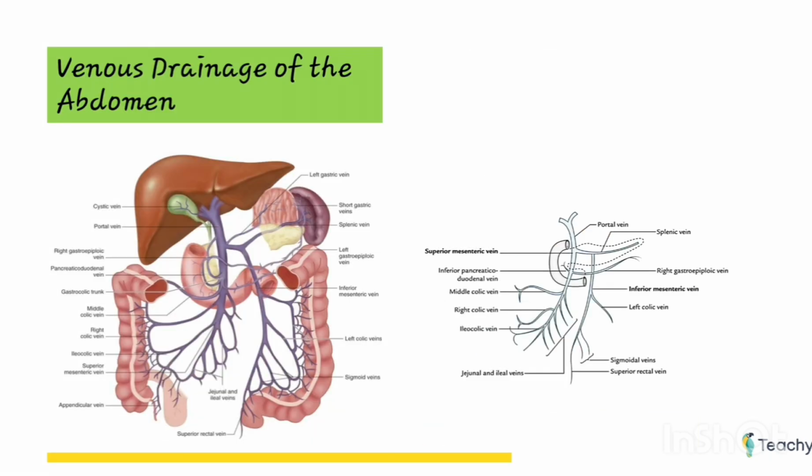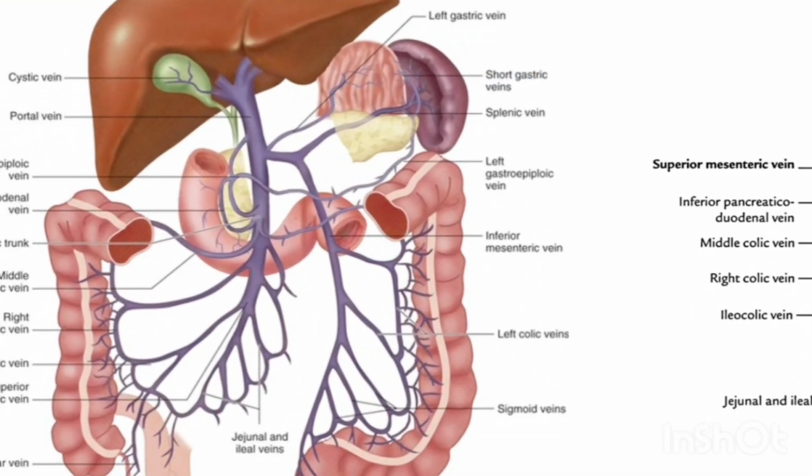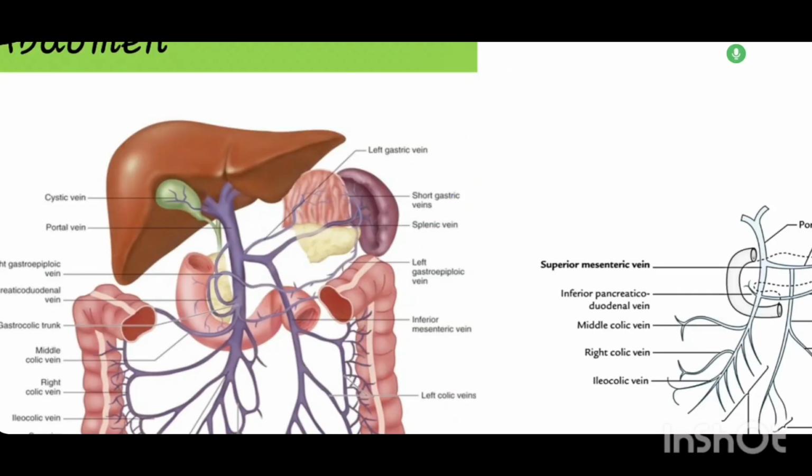Coming to the venous drainage, the main veins involved here are the superior mesenteric vein and inferior mesenteric vein. As we saw the superior mesenteric artery and inferior mesenteric artery, corresponding to them we have the veins, that is the superior mesenteric vein and inferior mesenteric vein, and the branches are the same as the arteries. Here this is the splenic vein, this is the superior mesenteric vein, inferior mesenteric vein.